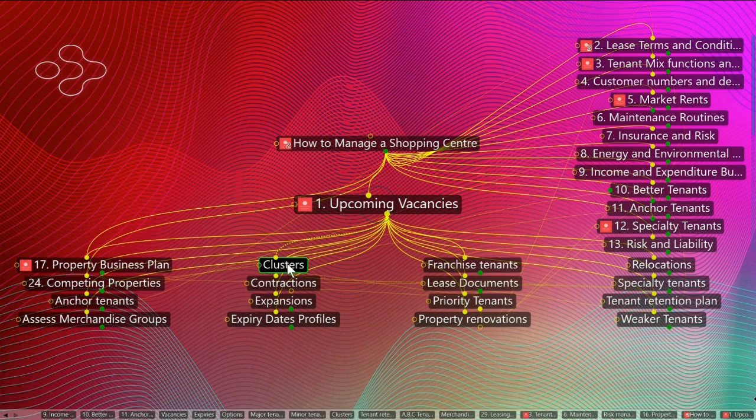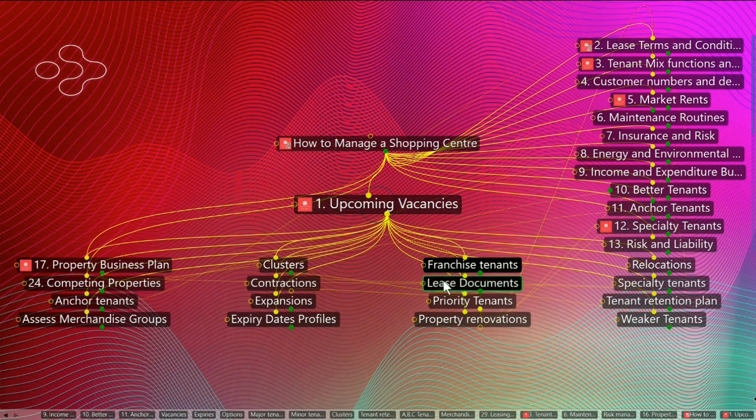Then I would look at the clusters of tenants, that is the groupings of tenants in different parts of the property. Some parts of the property will be more successful than others. Then I'll look at what tenants could be contracting, for what reason. Some may need to expand, for what reason. I'll look at the expiry dates, the profiles of expiry dates coming up. And then I'll assess the franchise tenants and how relevant they are for the overall tenancy mix.